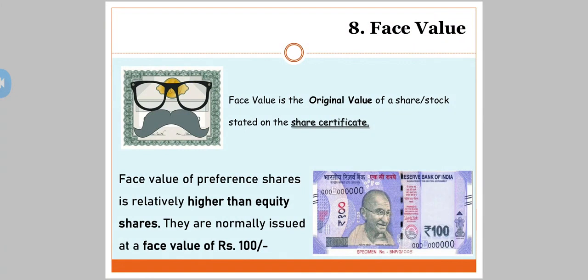Coming to the eighth one, face value. Just having a quick recap. What is face value? Face value is the original value of a share or stock stated on the share certificate. See, we have seen the face value of equity shares, it's a very nominal value. I could say rupee 1 or rupee 10. But when compared with preference shares, face value of preference shares is relatively higher than equity shares. They are normally issued at a face value of rupees 100. So now you have to remember 2 things. Equity share capital, rupee 1 or rupee 10. Preference share capital higher than equity share, and it's normally issued at rupees 100.